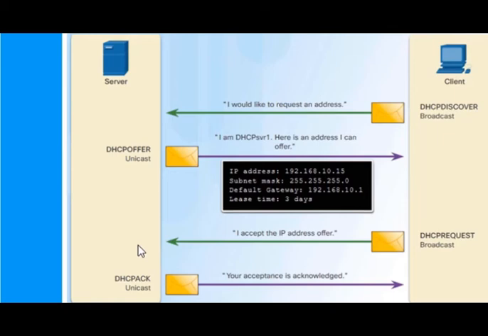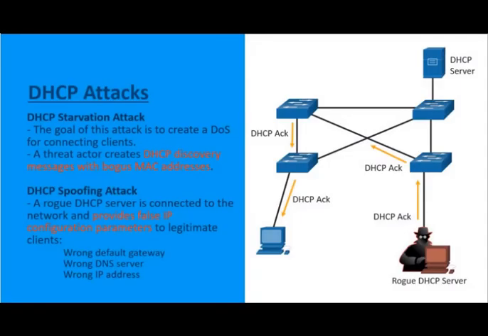It sounds easy enough, but now let's bring in an attack. Now it sounds funny saying it, but there's two common types of DHCP attacks. We've got the DHCP starvation attack and DHCP spoofing. With DHCP starvation, the goal of the threat actor is to create a denial of service for your connecting clients. What would happen is the threat actor would gobble up all of the usable DHCP provided addresses.